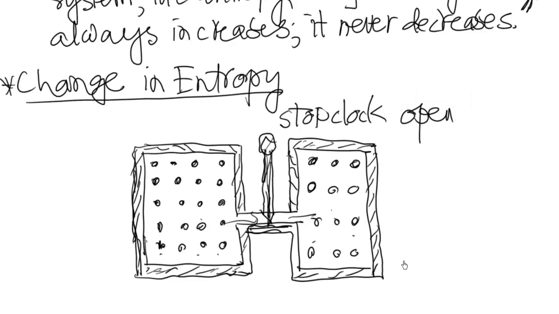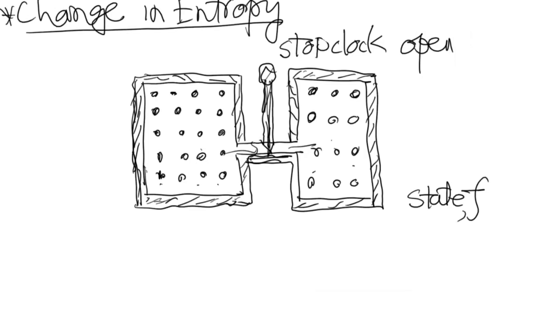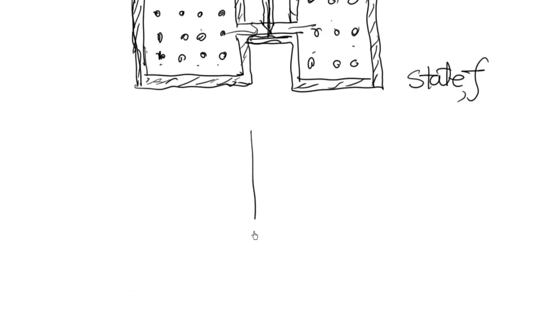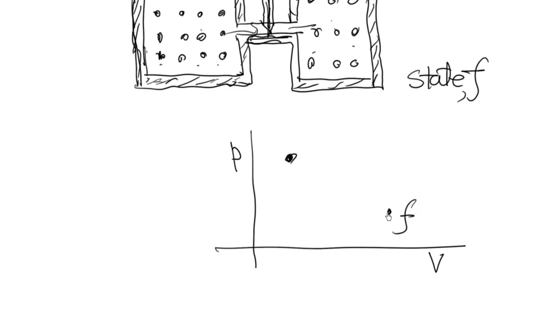Now this is an irreversible process. Initially it was state I, and now the final state F. This is an irreversible process. All the molecules of the gas will never return to the left chamber of the container. We can have the PV plot of the process. Along this axis is pressure, along this is volume. So this is the initial state, and the final state.